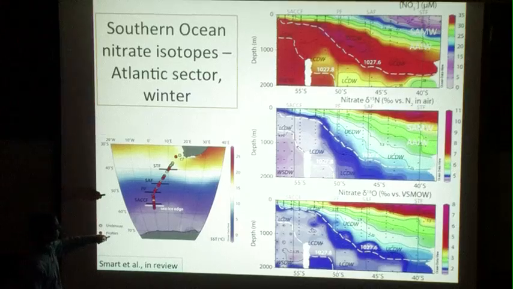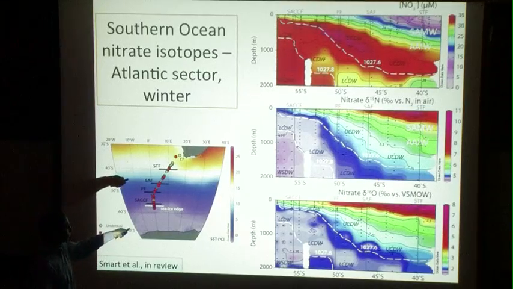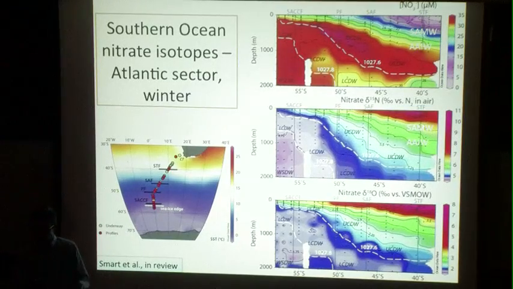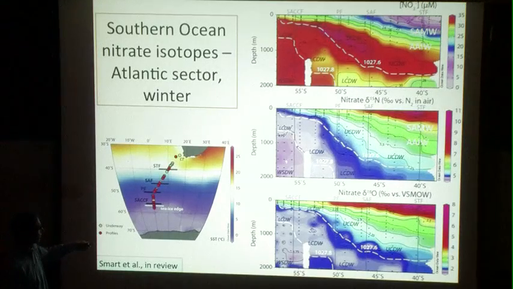Weddell Sea deep water is that we're in a region where we've consumed low delta 15N nitrate. We've converted that to organic matter, and that is sinking into the interior. And so that is being remineralized as low delta 15N nitrate and producing this low delta 15N nitrate burden here in the deep Weddell.